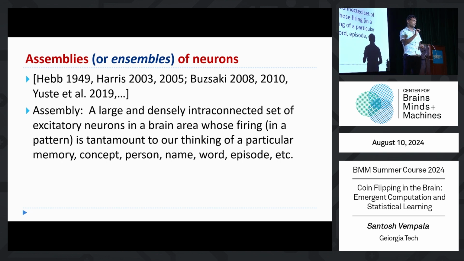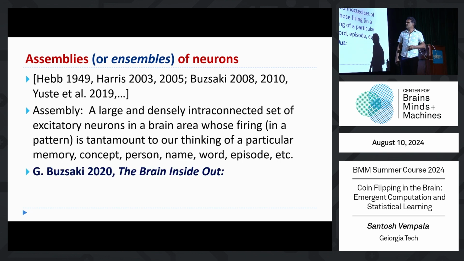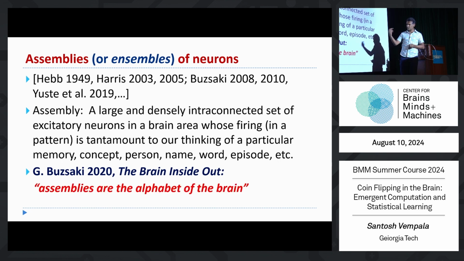All of you have different assemblies for Woods Hole, and for this summer school. But also maybe for this particular podium here, and so on. So there are assemblies for everything, subsets of neurons. And as recently as 2020, the empirical neuroscientist Buzsaki calls assemblies the alphabet of the brain. These are measured.